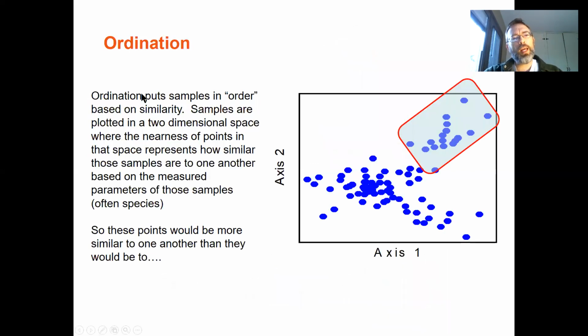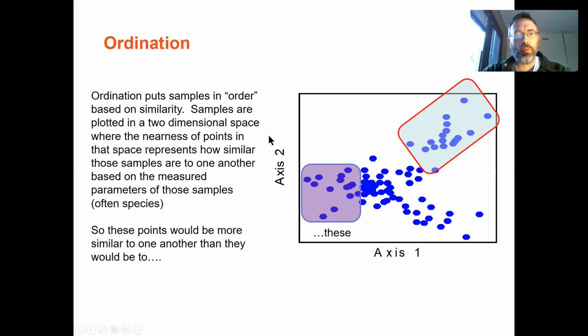Okay, so ordination puts samples in order based on their similarity. Samples are plotted in a two-dimensional space where nearness of the points in that space represents how similar those samples are to one another based on the measured parameters of the sample, which is often species. These points would be more similar to each other than they are to these points.